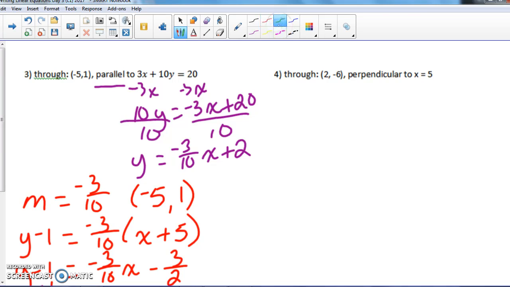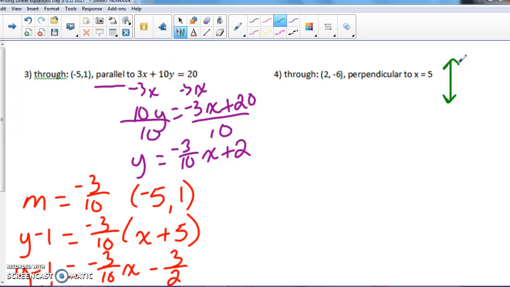If I'm perpendicular to an x equals line, x equals lines are vertical lines. X equals 5 is a vertical line through 5 on the x-axis. Now, the only thing perpendicular to a vertical line is a horizontal line. So horizontal lines are y equals a constant, a y equals line that goes through the y-axis.